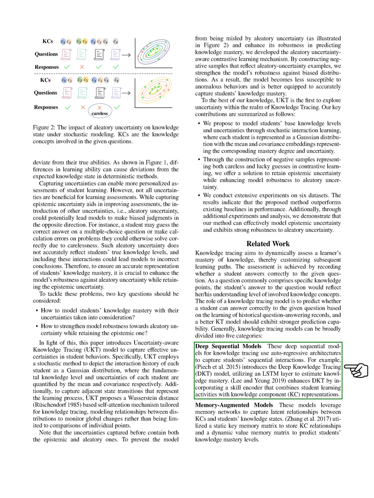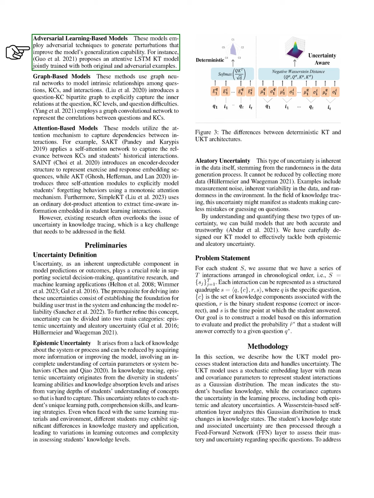Next, we discuss memory-augmented models that use memory networks to identify hidden relationships between knowledge components and students' knowledge states. These models utilize a static key memory matrix to store relationships and a dynamic value memory matrix to predict students' mastery levels. We also examine adversarial learning-based models that apply adversarial techniques to create variations that boost the model's ability to generalize. For example, an attentive LSTM-KT model is trained using both original and adversarial examples.